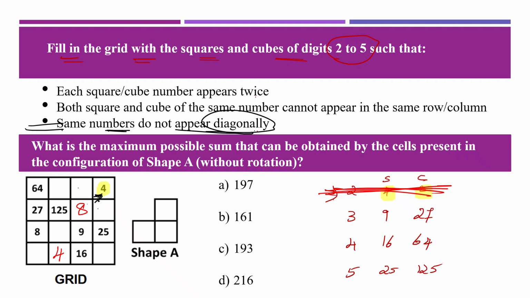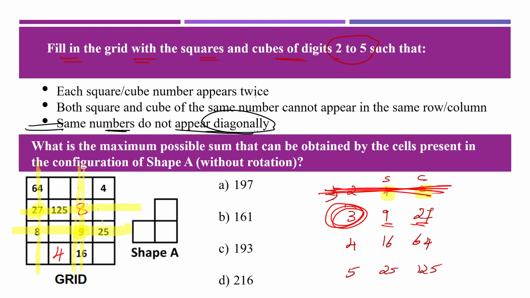Coming to the next number, let's move on to the 3. Square of 3 is 9, cube is 27. Let's mark 27 here. So this row and column is blocked for 3 square or 3 cube. And 64, okay, 27 is done, 9 is here. So the row and the column is blocked for 3 square and cube.